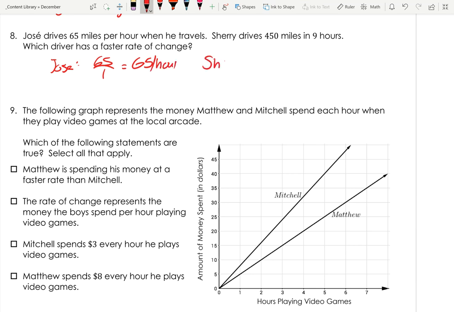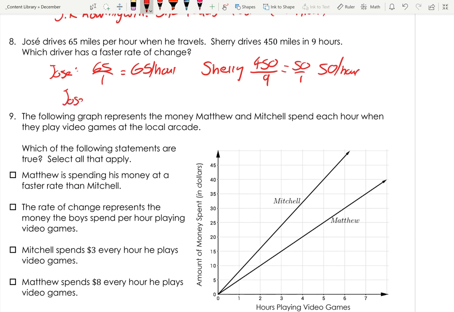Now, Sherry, we know, drives 450 miles every 9 hours. So let's simplify that, right? 450 divided by 9, I think, is 50 miles per hour. But let me check. 450 divided by 9 is 50. So this simplifies to just 50 over 1, or 50 miles per hour. So which person's going faster? Jose is going faster.